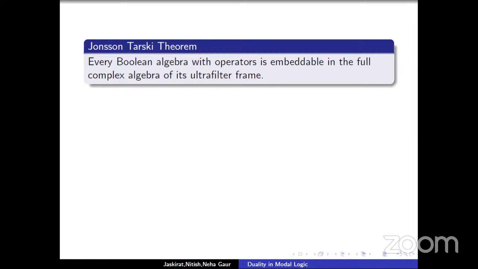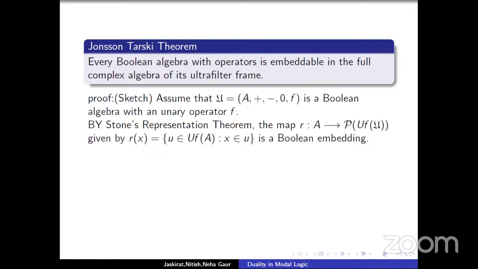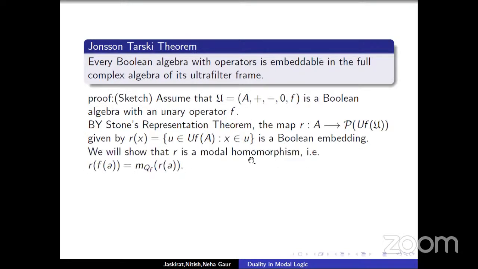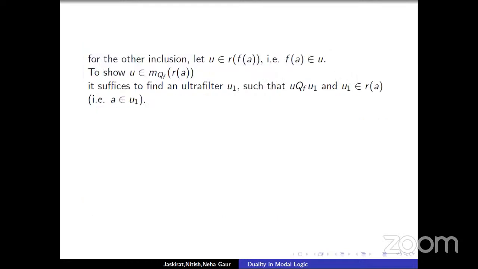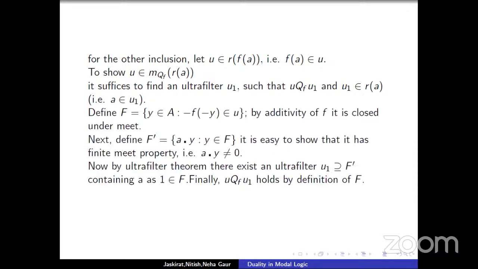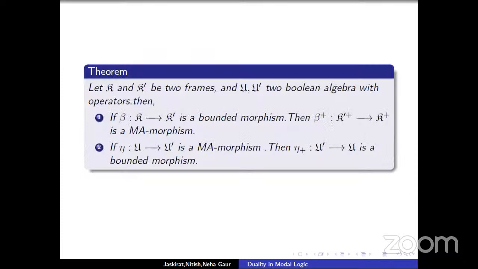So this says every Boolean algebra with operators is embeddable in the full complex algebra of its ultrafilter frame. I have given just a sketch. We already have this mapping in the Stone representation theorem, where we have seen that this mapping is a Boolean embedding. Next, to show that it is a modal homomorphism, we can easily show it from left to right just by definition, and from right to left we will just form such a set which will satisfy such a condition. Okay, so we can show that by this, and now we have this theorem.